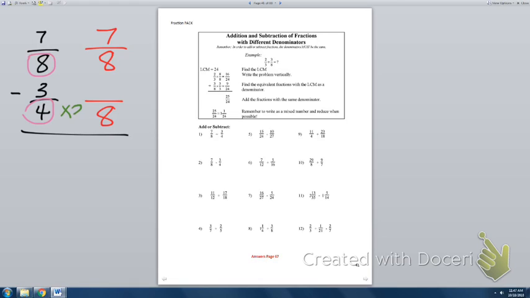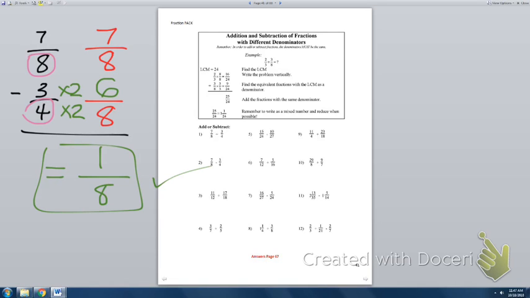4 times 2 would give me 8. 3 times 2 is 6. So I have a common denominator of 8, and I'm subtracting this time 6 from 7, and that is 1. And we know that is in lowest terms because I have 1 on top. So we are done.